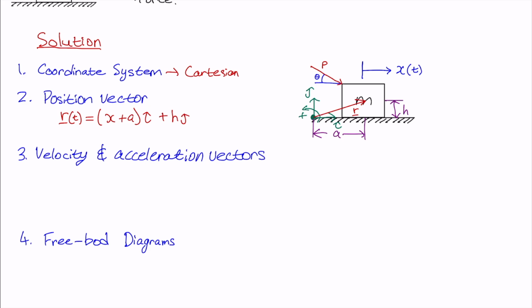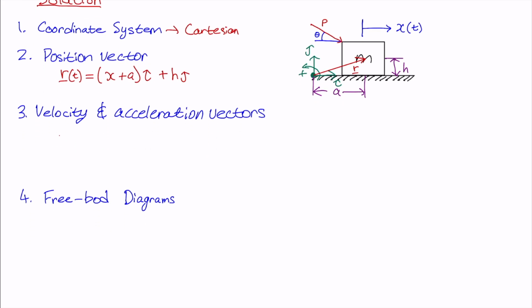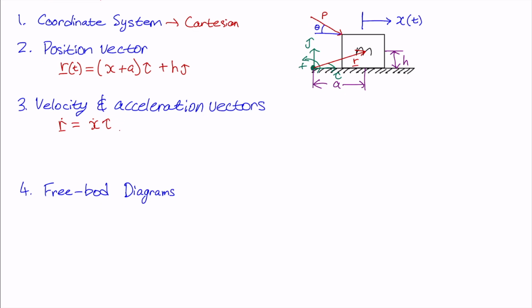From here, we're going to compute our velocity and acceleration vectors. We'll start with r dot, and I'll drop function notation here. X is a function of time, so we'll get x dot. A is constant, so we'll get 0 from that. So we get x dot in the I direction plus, since h is a constant, 0j. We can then compute the acceleration vector, which we'll write as r double dot. In this case, we're going to get x double dot in the I direction plus 0j. And that's our acceleration vector.